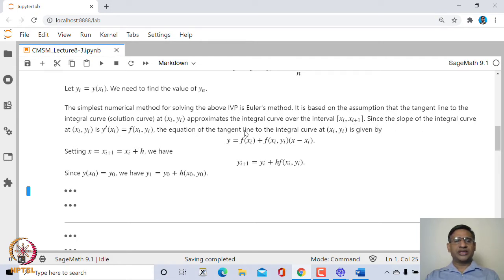Now, since the slope of the integral curve at any point (xi, yi) is already given to us, namely that is y dash at xi, which is f at (xi, yi), the equation of the tangent line in this case will be given by y is equal to yi plus f at (xi, yi) into (x minus xi). Now suppose we want to evaluate at x equal to xi plus 1. If you substitute x equal to xi plus 1, that is xi plus h, then yi plus 1 will be yi plus h times f at (xi, yi).